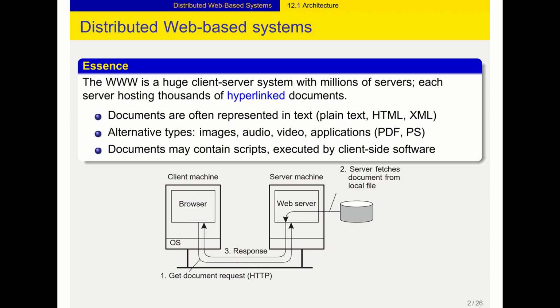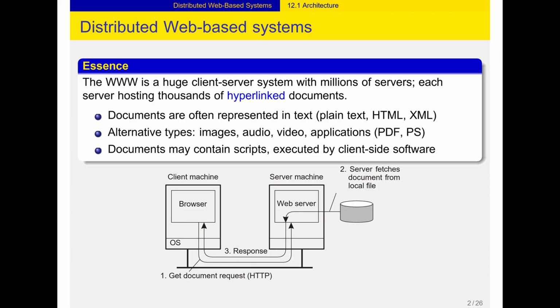Distributed web-based system, the www World Wide Web is a huge client server system with millions of servers, and each server hosting thousands of hyperlinked documents. So what does hyperlinked document mean? It is simply a web page that contains hyperlinks or links to other web pages, files or online resources.